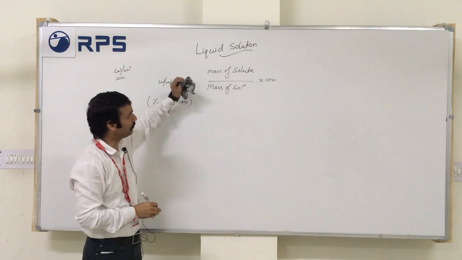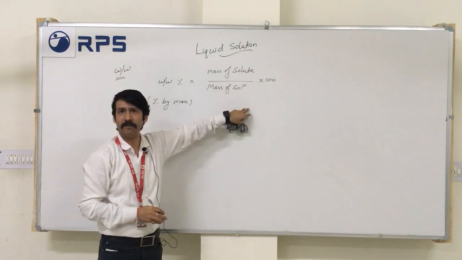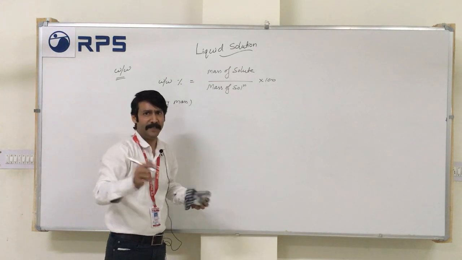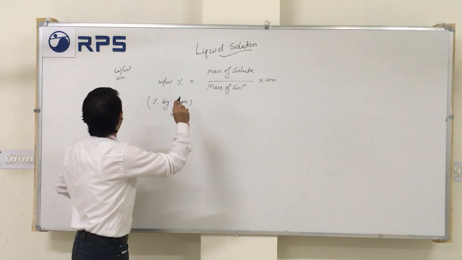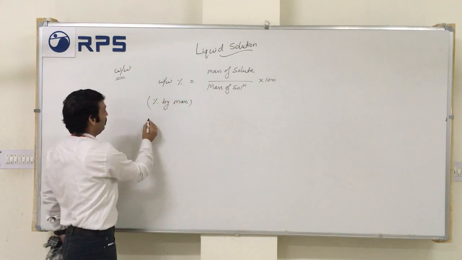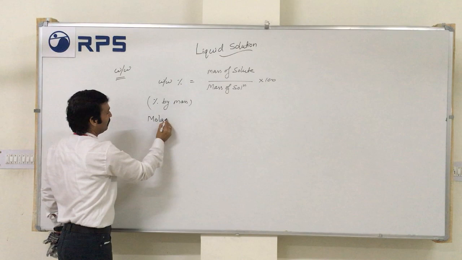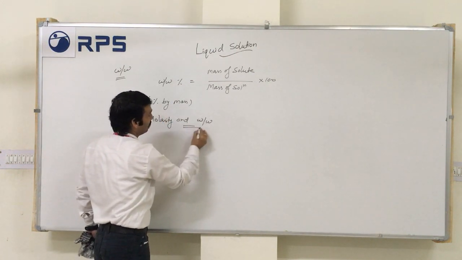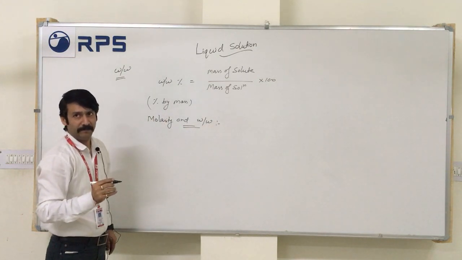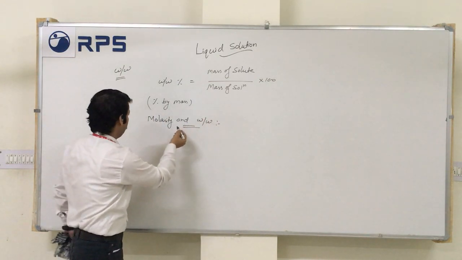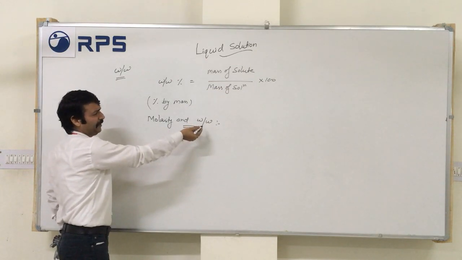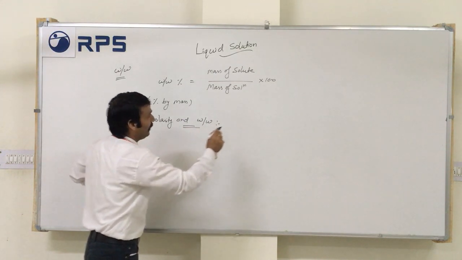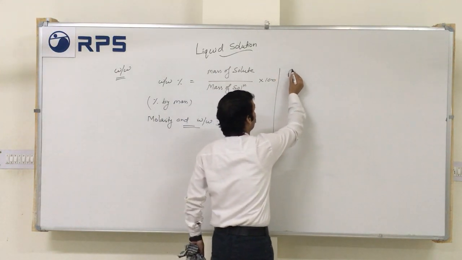It is the most common term used in solutions for numericals asked in JEE or medical exams. Percentage by mass means mass of solute into 100 divided by mass of solution. Mass may be replaced by weight, because in chemistry weight and mass are identical. Okay. There is a relation between the molarity and W by W. To find the relation between molarity and weight by weight, we will discuss a numerical.